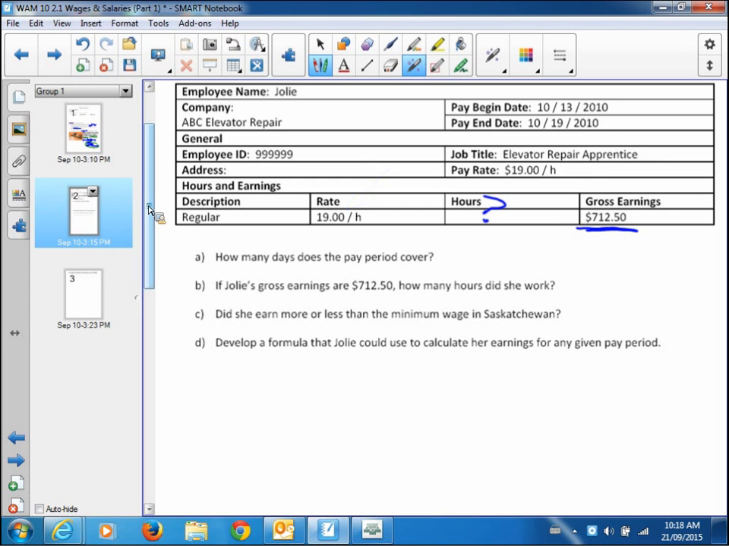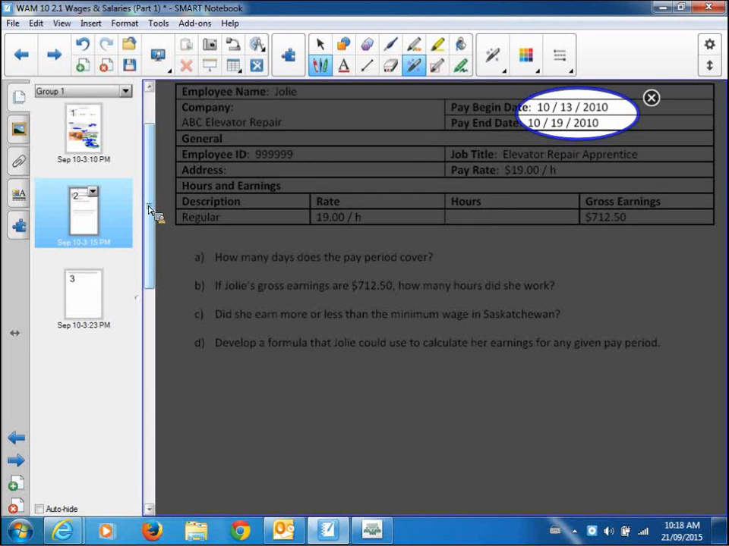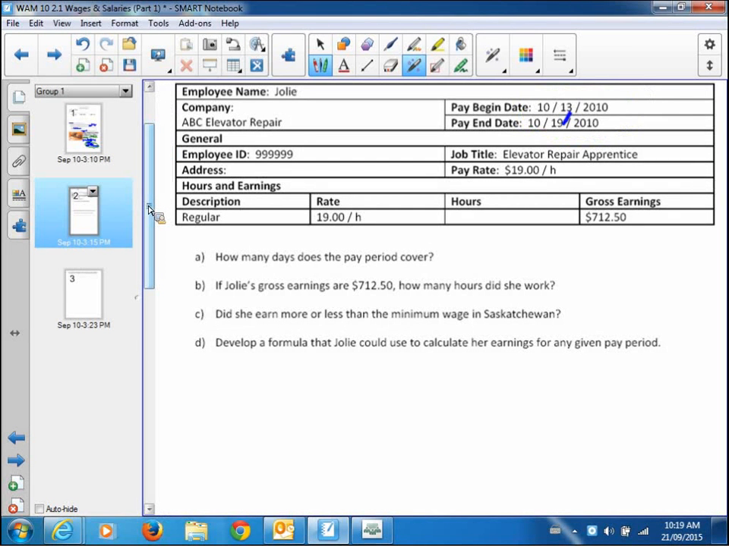Now, how many days does this pay period cover? This pay period is from October 13th to the 19th, right? Usually that includes the start day. If you just did simple subtraction, 19 minus 13, you'd think that's only 6 days. But using your fingers, 13, 14, 15, 16, 17, 18, 19, that's 7 days. So add 1 to include the first day. So that's a 7-day pay period.